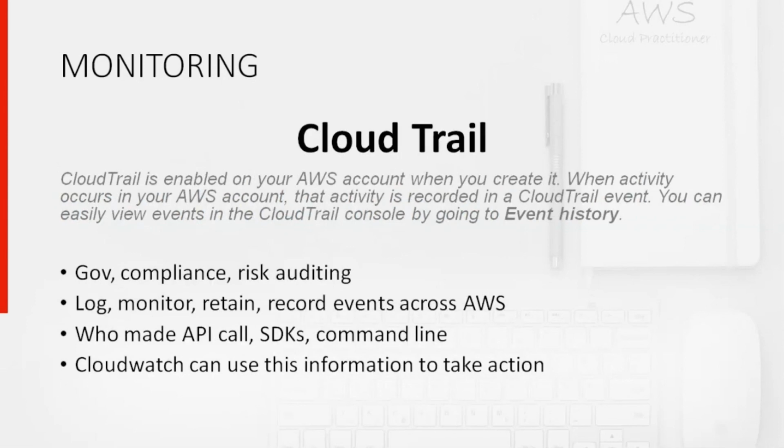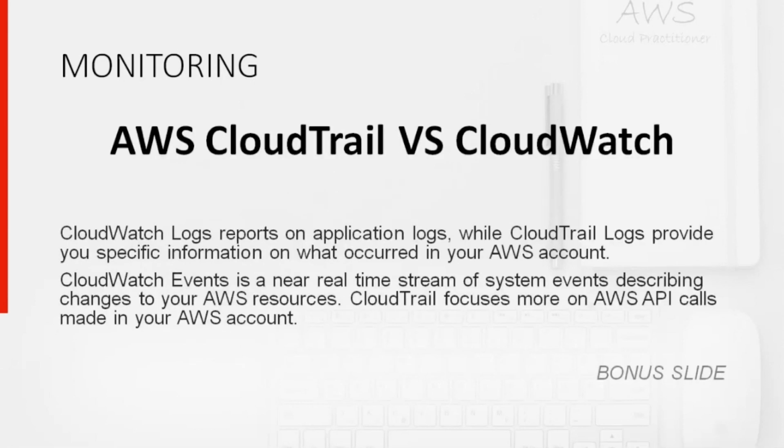Monitoring. CloudTrail. CloudTrail is enabled on your AWS account when you create it. When activity occurs in your AWS account, that activity is recorded in a CloudTrail event. You can easily view events in the CloudTrail console by going to Event History. Governance, compliance, risk auditing, log, monitor, retain, record events across AWS. Who made the API call, SDKs, command line. CloudWatch can use this information to take action.